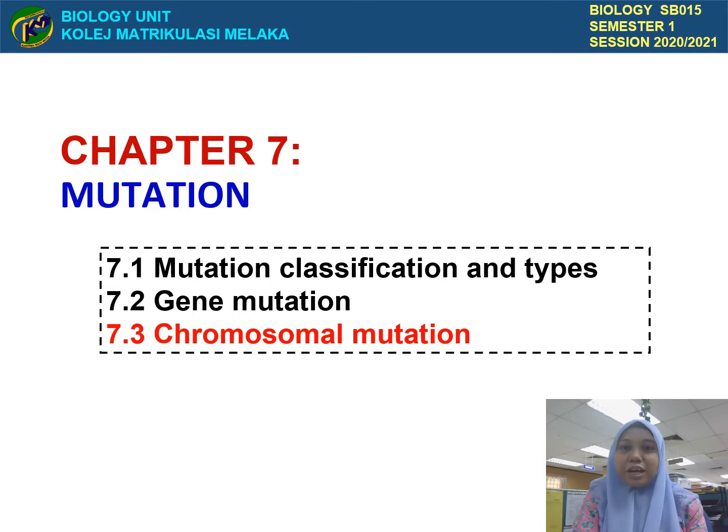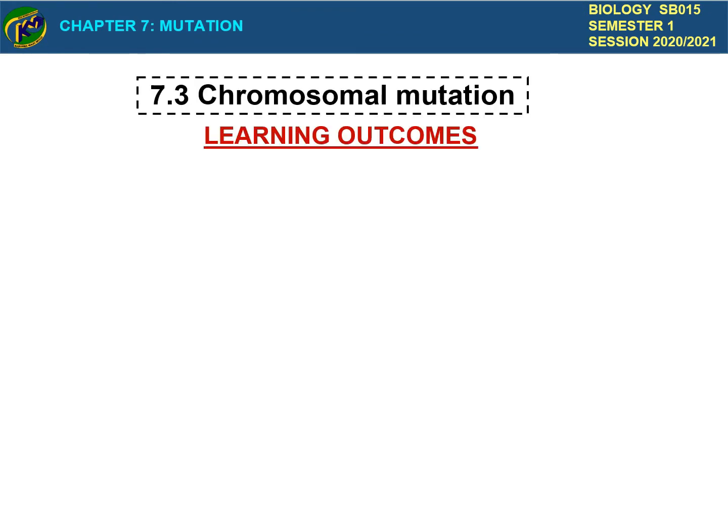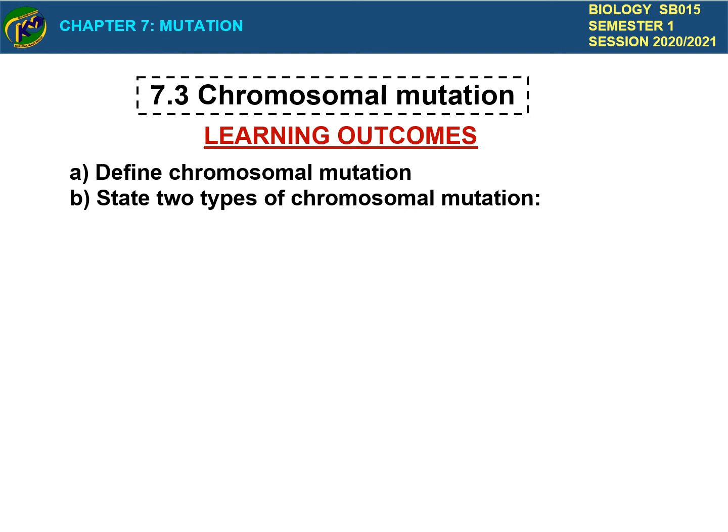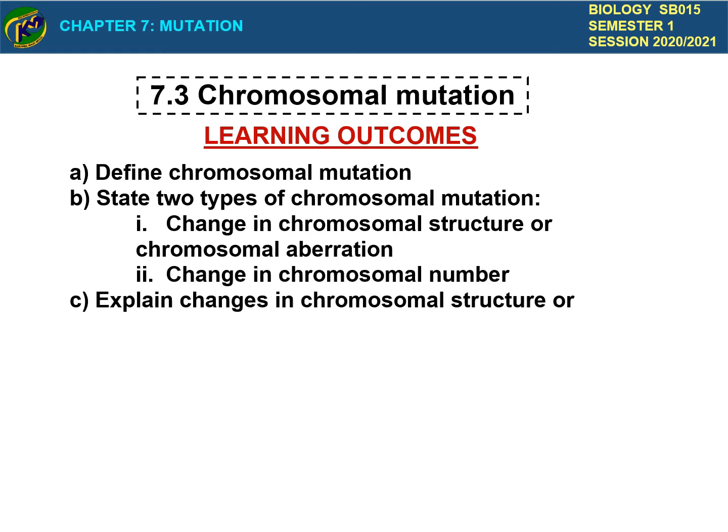In this video, I will cover subtopic 7.3. Subtopic 7.3 is about chromosomal mutation. The learning outcomes are: define chromosomal mutation, state two types of chromosomal mutation, change in chromosomal structure or chromosomal aberration, and change in chromosomal number.